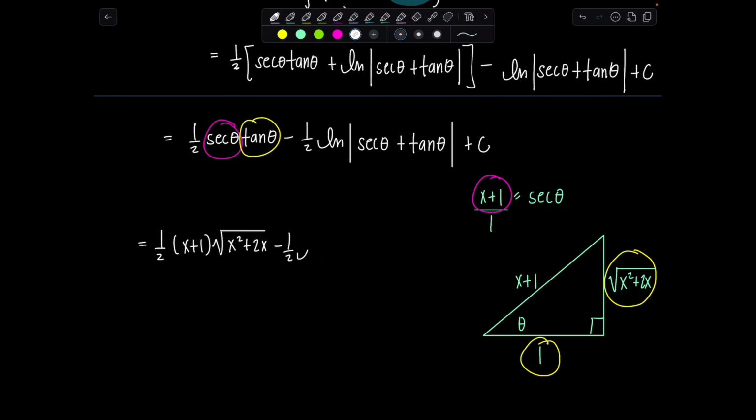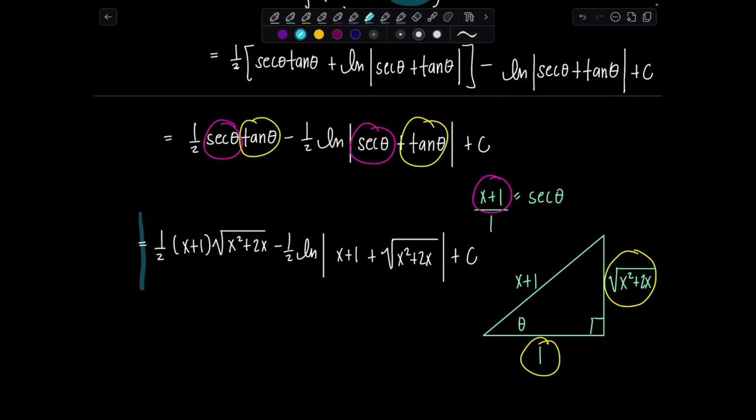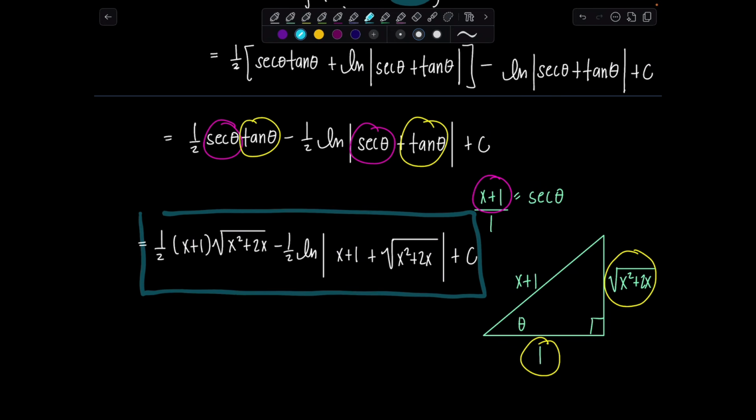Minus 1/2 ln absolute value. Well, I already have the others, right? I already have secant theta, that's x plus 1, plus, and then tan theta, we got it. That's square root x squared plus 2x plus c. Okay. Wow, wow, wow. There you have it. Let's box it with pride. What a job well done.